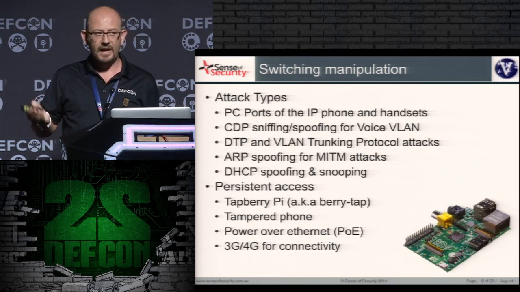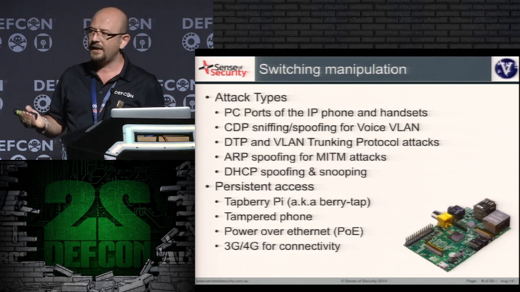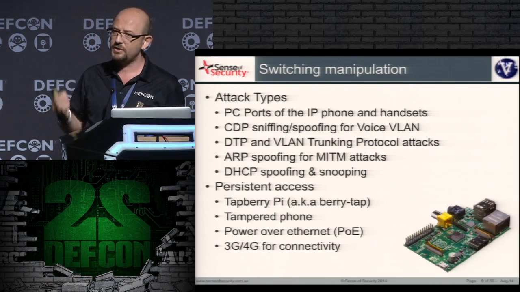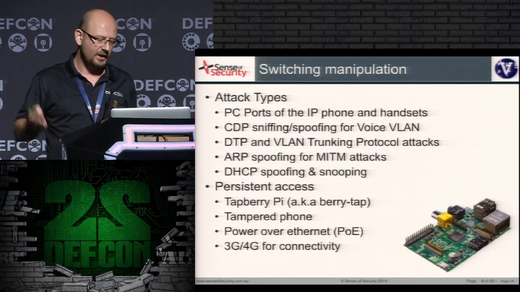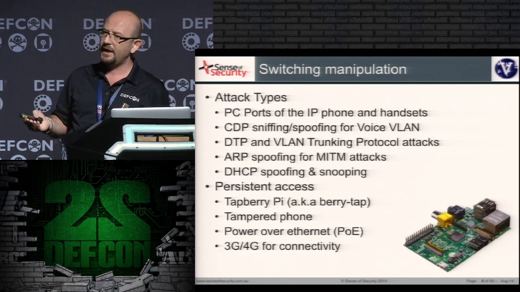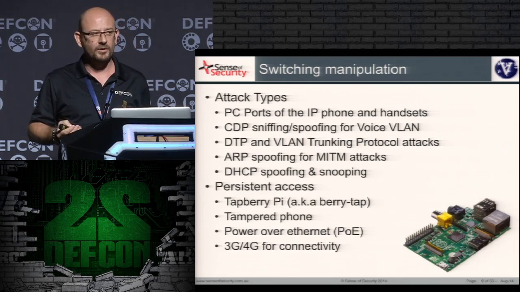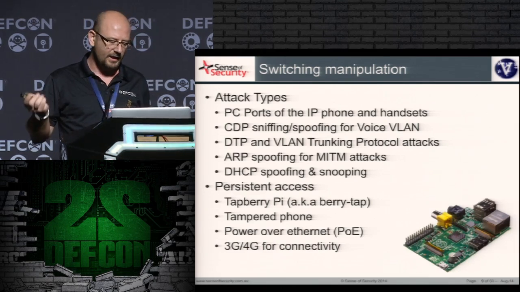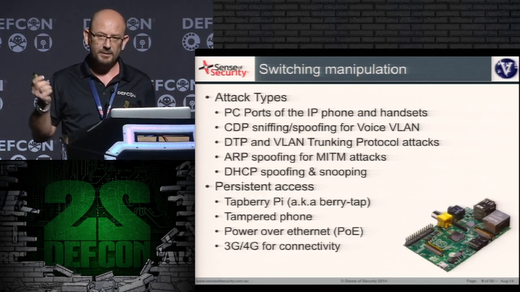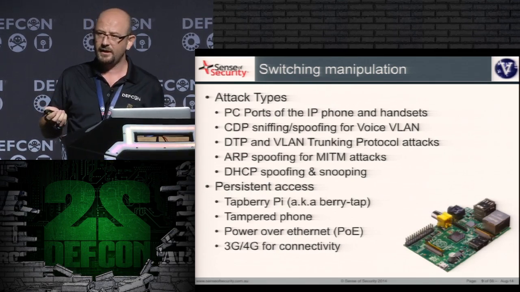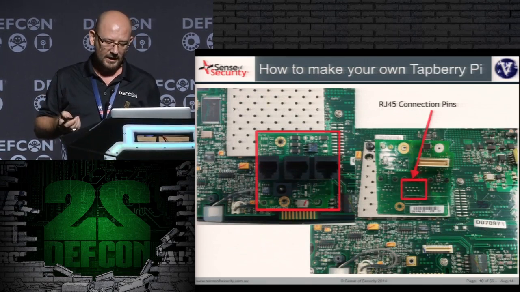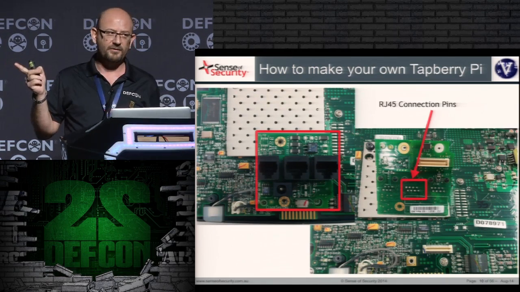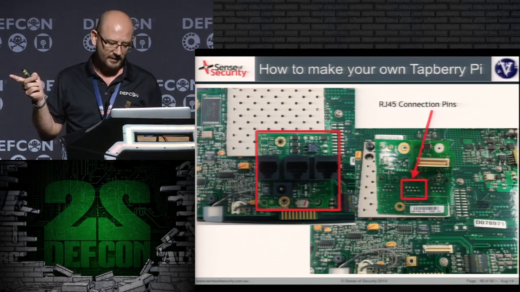And after all, we will have the voice VLAN ID, and we will have a kind of connection, but we should keep it persistent. So we should add a kind of modified phone or wiretapping object. That's why I thought about Raspberry Pi. Raspberry Pi is basic Raspberry Pi in the IP phone. This is Cisco IP phone 7940.